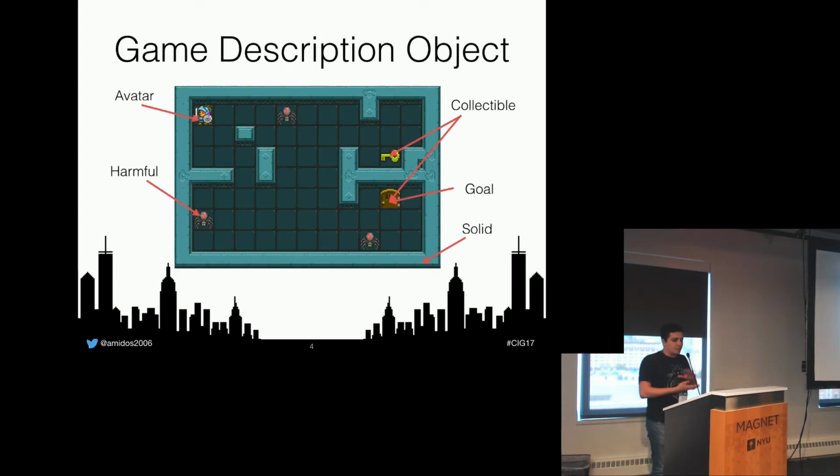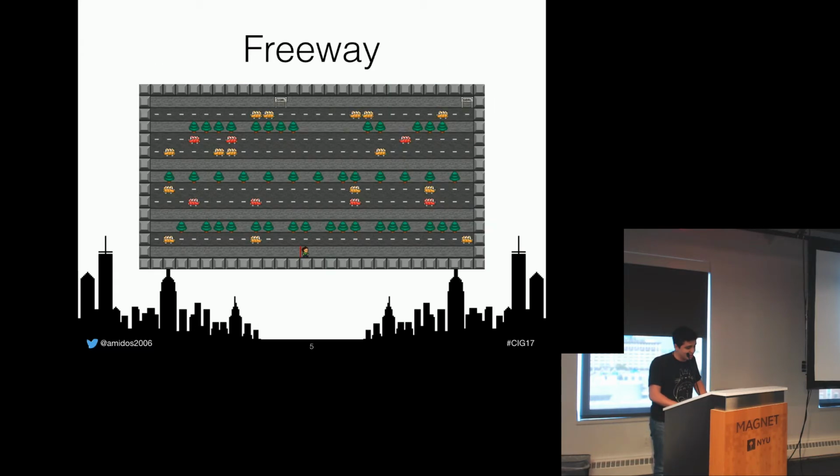This object contains all the information about the game, like what objects are in the game: you have an avatar, collectible objects, harmful objects, solid objects. It gives you even more detailed information about each element in the game, and all the interactions that can happen if you collide with any of the objects. It also gives you a forward model where you can test your games using an agent or whatever you want to test with, because our submission this year is a little bit different.